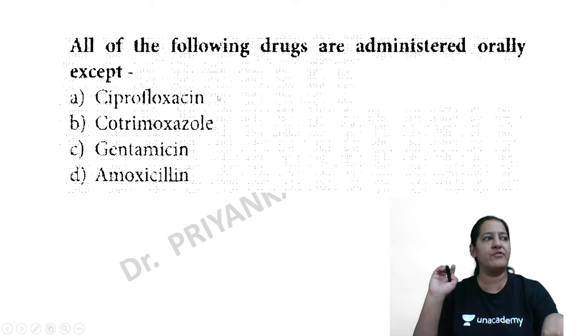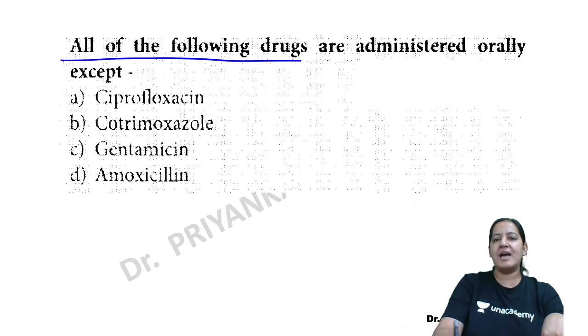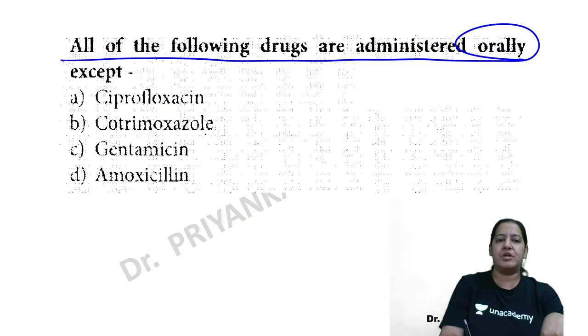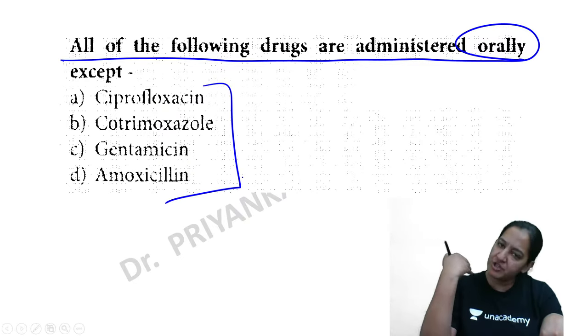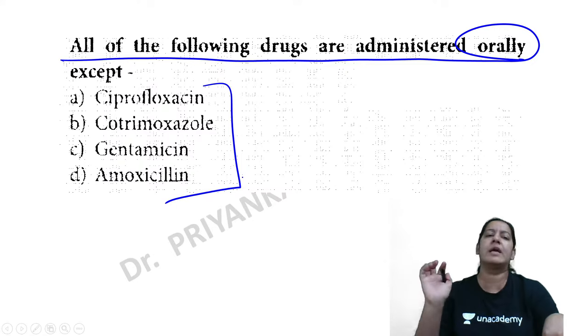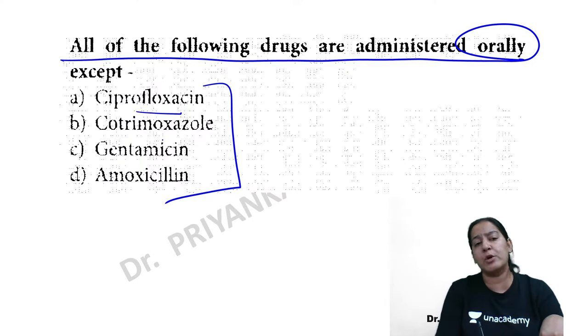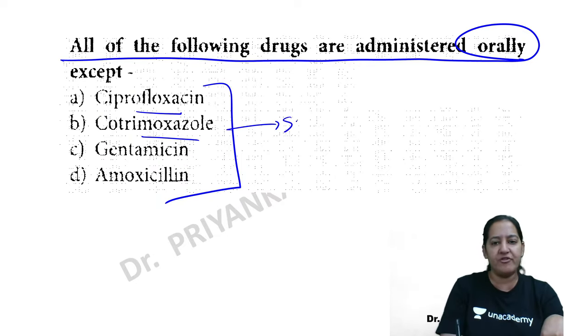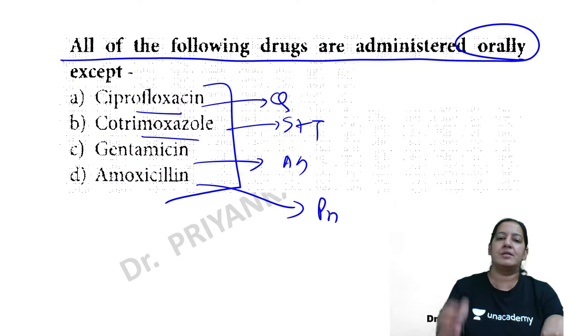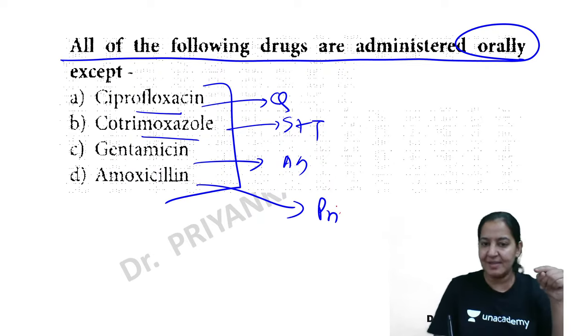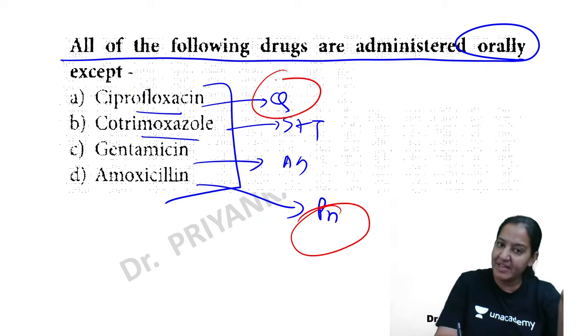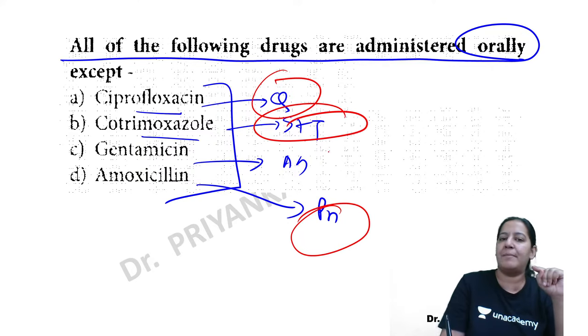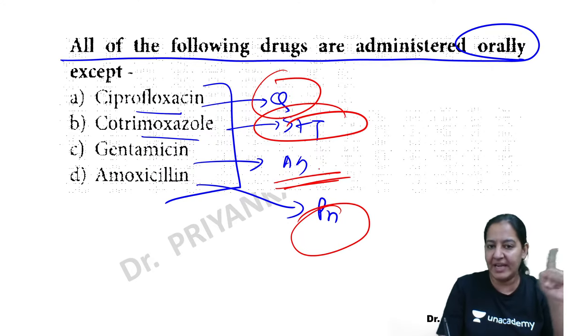The next question is in front of you. Can you answer it? All of the following drugs are administered orally, except one of them is not given orally. Oral formulations are not at all available. Its tablets do not come. So is it ciprofloxacin? Ciprofloxacin is a quinolone. Is it cotrimoxazole? Cotrimoxazole is the combination of sulfonamide and trimethoprim. We have studied in the morning. Gentamicin is an aminoglycoside. And amoxicillin is a penicillin. So four different categories are there. Tablets of penicillin are available. Quinolones come only as tablets. And cotrimoxazole tablets are also available. But aminoglycoside tablets do not come.